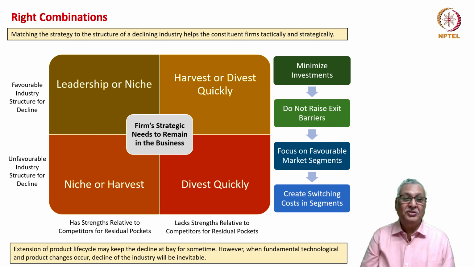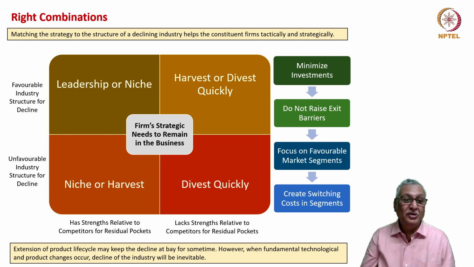So the right combinations are leadership or niche, harvest or divest quickly, niche or harvest, divest quickly. Why are we having overlapping situations? Because there are 2 possibilities that are to be seen by companies. The firm which is taking the strategic decision may have strengths relative to competitors for the residual pockets of the declining industry, or it may still lack strengths relative to competitors for the residual pockets of demand. That is, it has strengths, it doesn't have strengths. The industry structure could be unfavorable for decline and it could be favorable for decline.